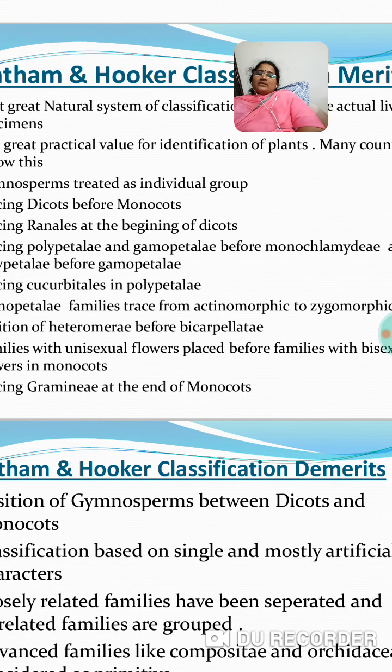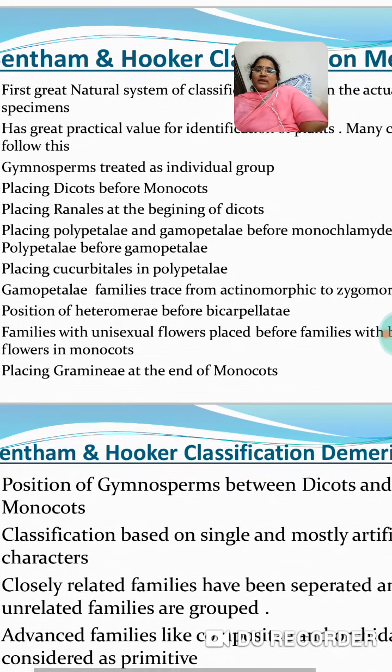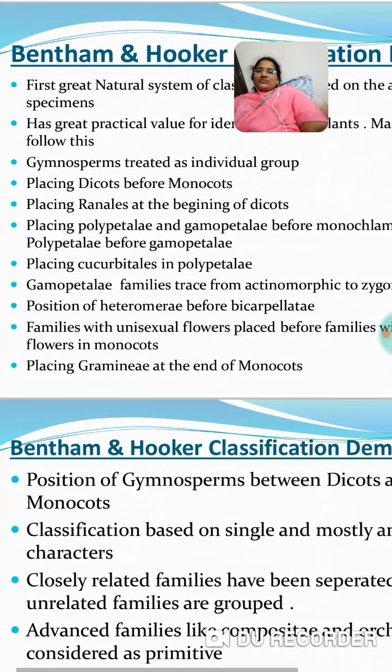Now what is actinomorphic and what is zygomorphic? Actinomorphic means if the flower is cut in any direction, the flower can be cut into two equal parts in any direction. Such type of flower is called actinomorphic. Zygomorphic means if a flower can be cut into two equal parts only in one direction, that is known as a zygomorphic flower. So the classification in Gamopetalae families is based on the transition, the changes from the actinomorphic to zygomorphic flower. So that is considered as the advantage of Bentham and Hooker system of classification.